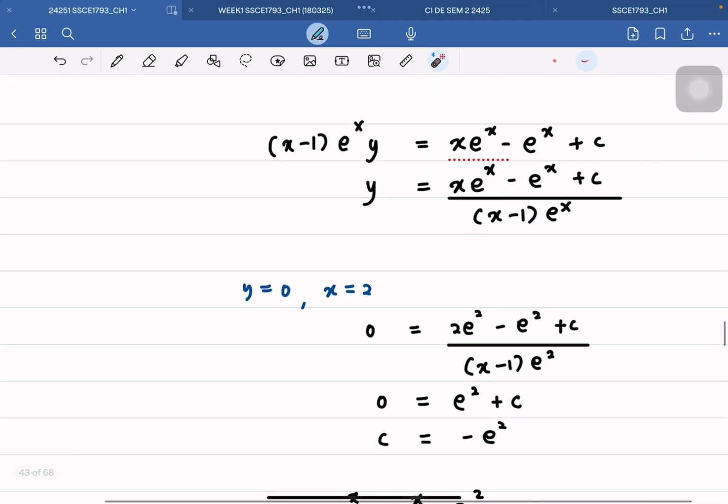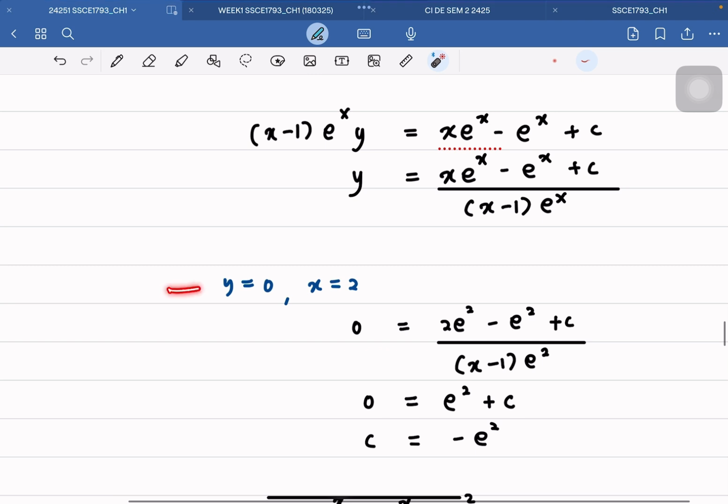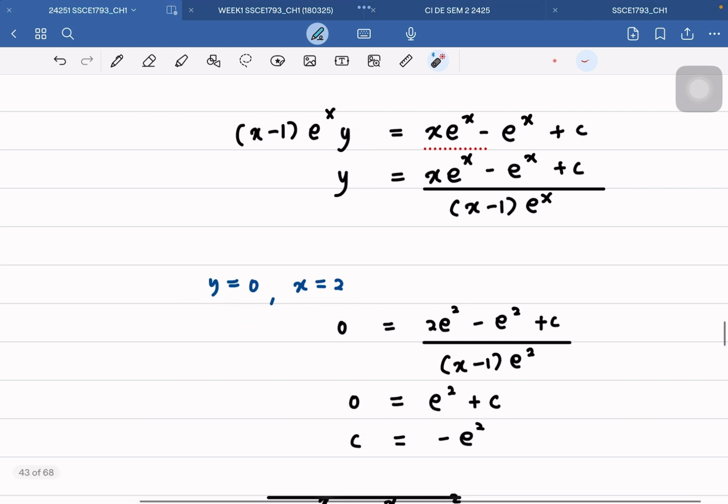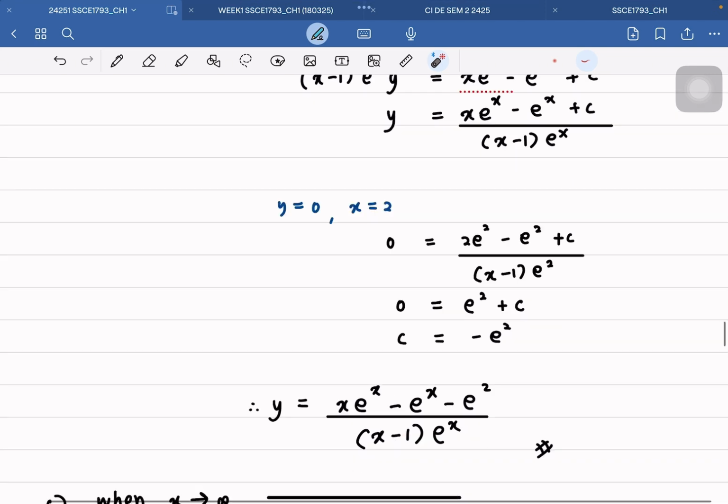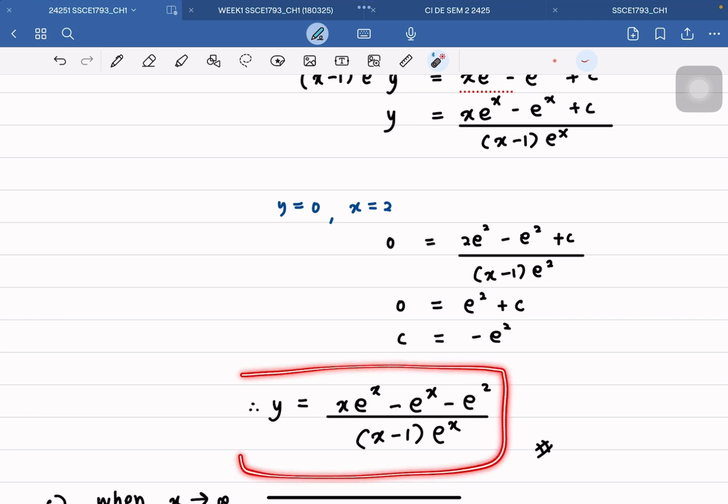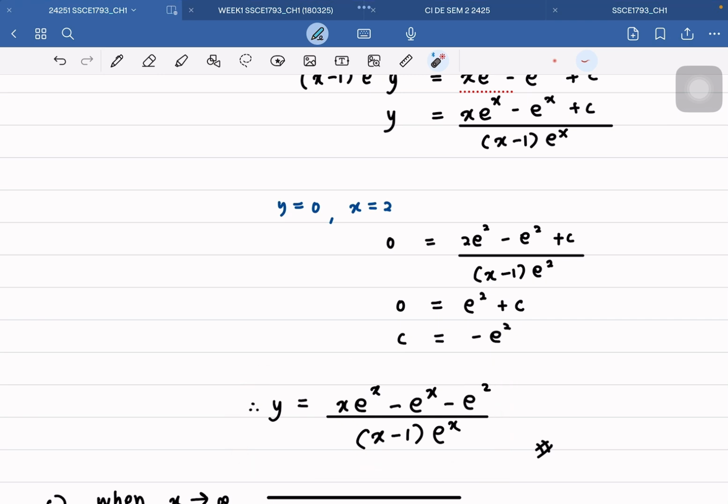Since your question gives you the conditions of y equal to 0 and x equal to 2, you have to substitute in order to find the c. So now your c is equal to negative. Now you already have your c, so substitute back into this equation and then your final equation will be like this. Okay, and then you're done.